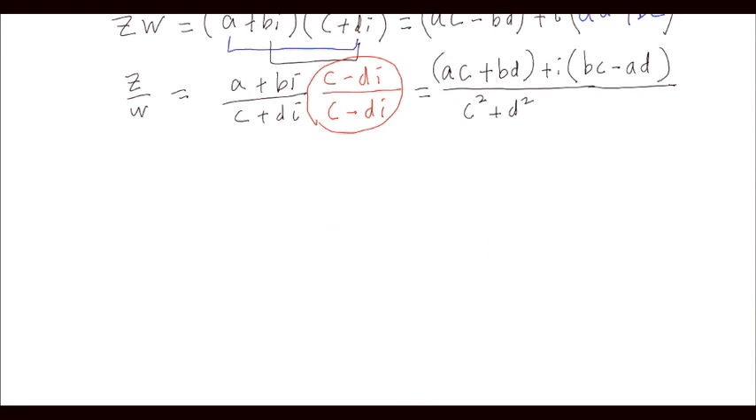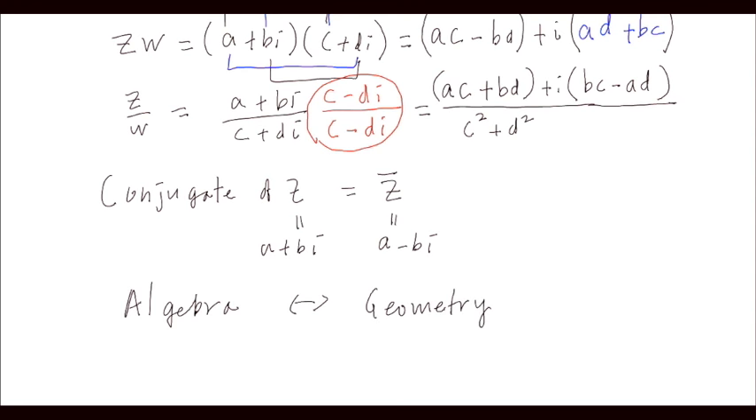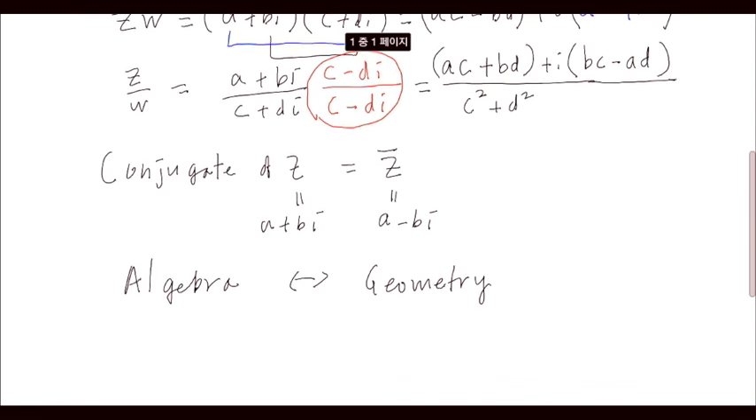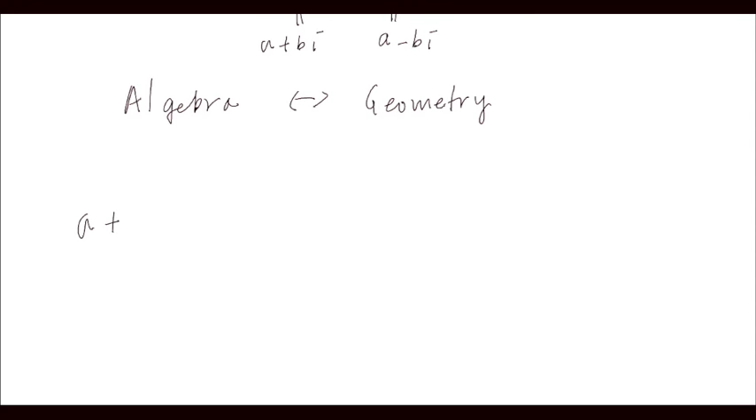Now, as I used before, the conjugate of z, we write it here as z bar, and if z is a plus bi, this becomes a minus bi. So this is the definition of conjugate. And the important thing about complex numbers is that they connect algebra and geometry. So what do I mean by this? Algebra is just the numbers with signs, and geometry is a picture. So first write it down here. Algebra, so a plus bi, this is algebra. What is geometry? I said it's a picture.